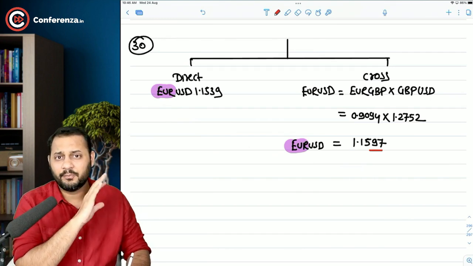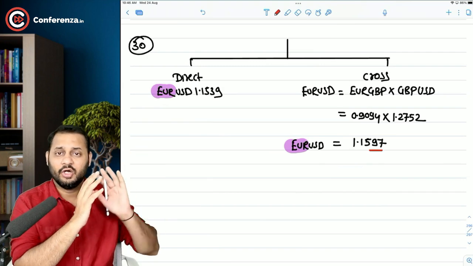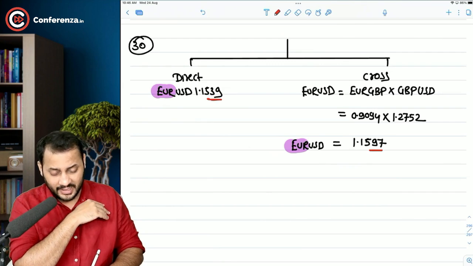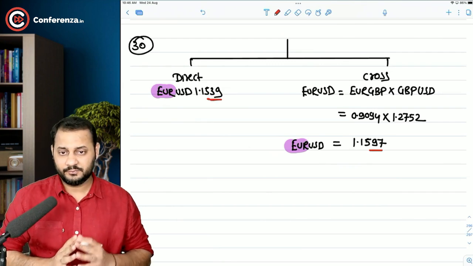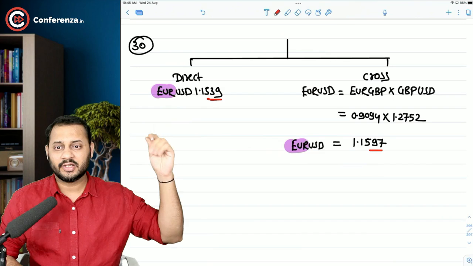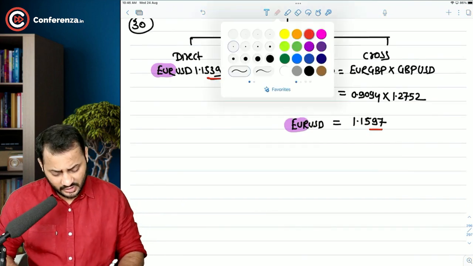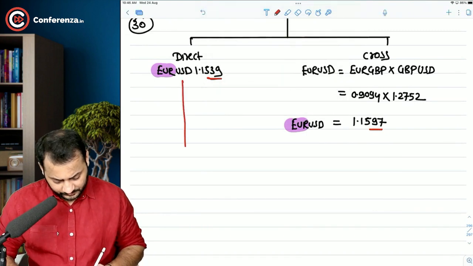So are you going to buy the euro from the direct market or through the cross rates? It's very easy, sir. We will buy it from the direct market because we can see it is cheaper there. That's it. This is how you have solved the equation.